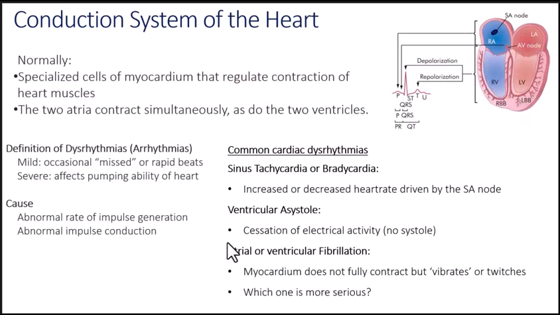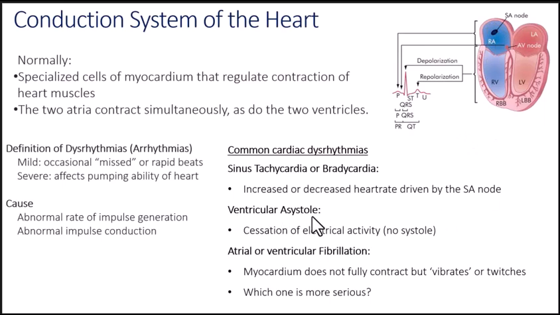Some common dysrhythmias include sinus tachycardia and bradycardia. These mean different things. These have to do with your heart rate. Tachycardia is an increased heart rate. Bradycardia is a decreased heart rate. So we're talking about above what is considered a normal heart rate or below what is considered a normal heart rate. And that's influenced by the SA node. So it's either really underfiring or overfiring.